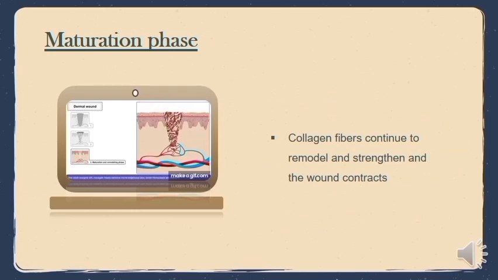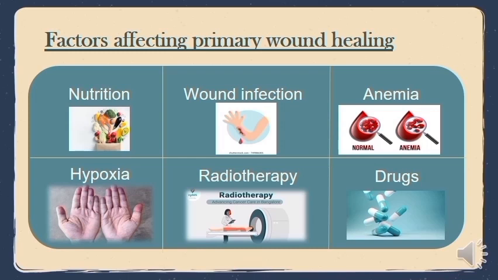Now is the maturation phase. These collagen fibers will continue to remodel, right? They will continue to remodel and will strengthen the wound. Okay, and when they strengthen, the wound will contract. So that's how the whole process of primary wound healing takes place. Now, factors affecting primary wound healing are nutrition, wound infection, anemia, hypoxia, radiotherapy, and drugs.